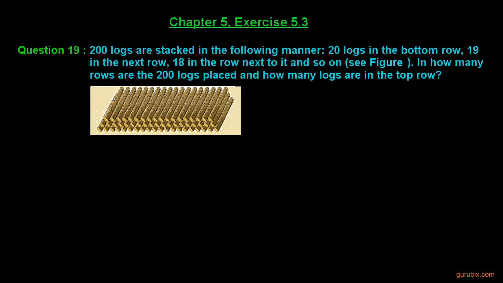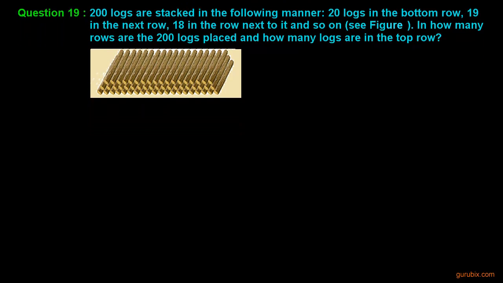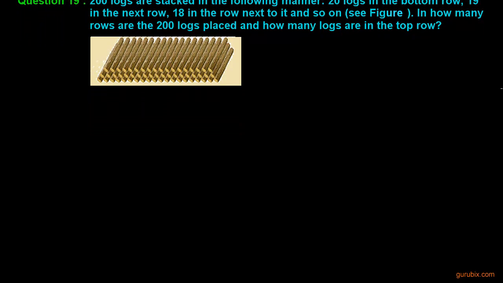This is question number 19 of exercise 5.3 of chapter 5. This question says 200 logs are stacked in the following manner: 20 logs in the bottom row and 19 in the next row, 18 in the next to it, and so on, as given in the figure. In how many rows are the 20 logs placed, and how many logs are in the top row? So let us see how to solve this question. This is a very easy and interesting question.